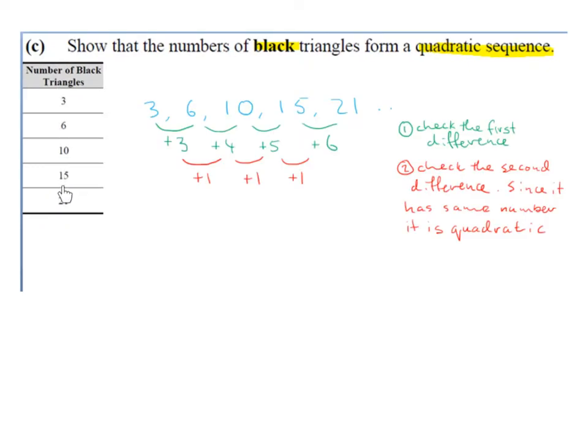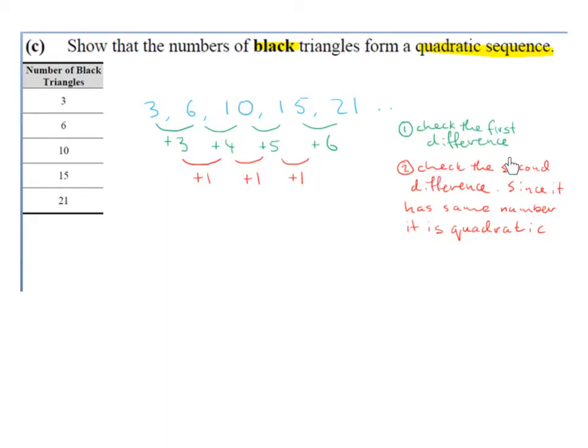So here I've written them out in a list. So 3, 6, 10, 15, 21. So let's have a look at the first difference. To get from 3 to 6, we add on 3. To get from 6 to 10, we add on 4. To get from 10 to 15, we add on 5. And to get from 15 to 21, we add on 6. So we can see that this first difference is not the same, so therefore this pattern is definitely not arithmetic or linear. So if all these numbers were the same in green here, it would be an arithmetic or a linear sequence, but they're not.